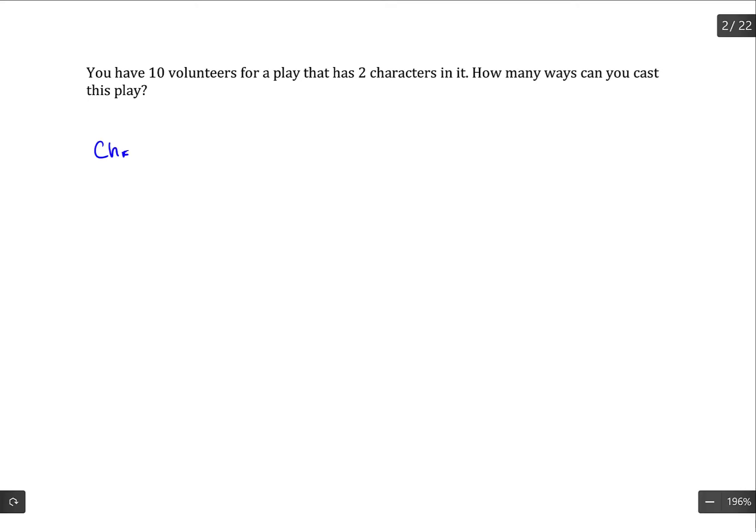So we're choosing from the group of volunteers. So when you have a single group of items and you're picking multiple items out of that group, then you either have a combination or a permutation. We need to decide which of the two that is.